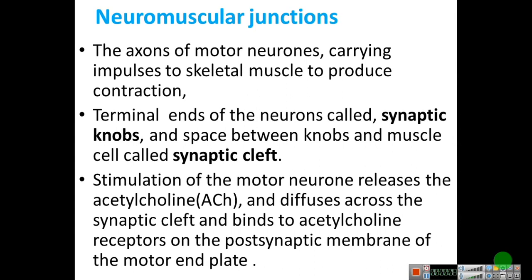Now I am going to describe neuromuscular junctions. The axons of motor neurons carry impulses to skeletal muscle to produce contraction. The terminal ends of the neurons are called synaptic knobs, and the space between the knobs and the muscle cell is called the synaptic cleft.